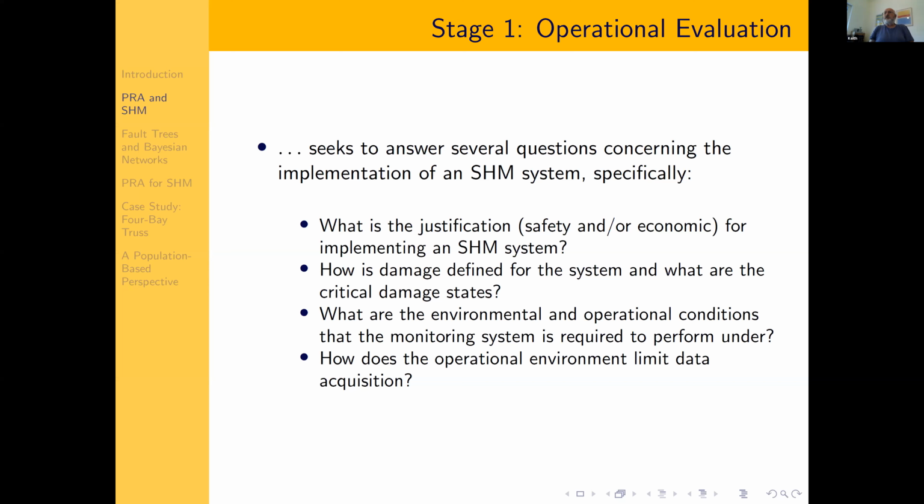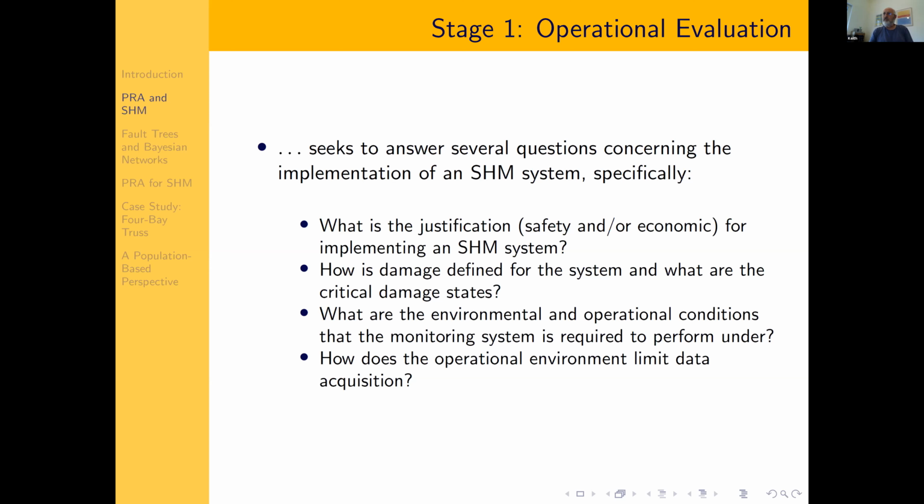And there's this big question about what is the economic safety justification for implementing a system relating to this cost benefit analysis that people very rarely do. And we've got to answer some serious questions about what type of damage we're looking for. Some approaches will find some sorts of damage, but not others, and so on.